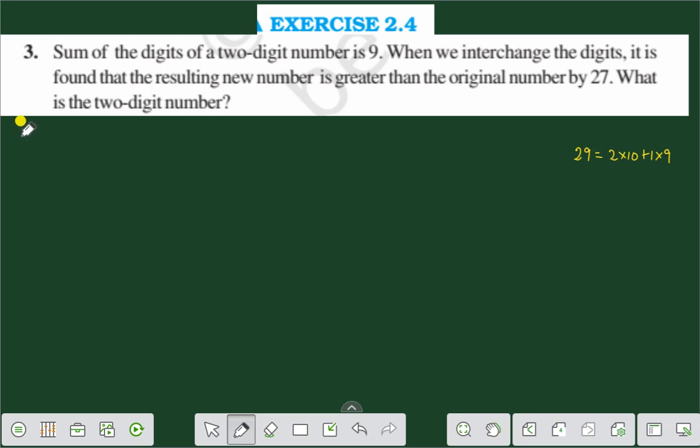In the same way, if we interchange the number 29, we get 92, which will be equal to 9 into 10 plus 1 into 2.